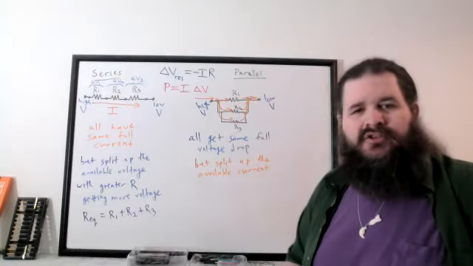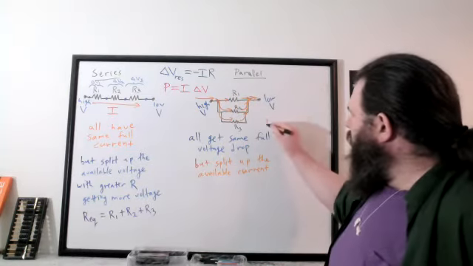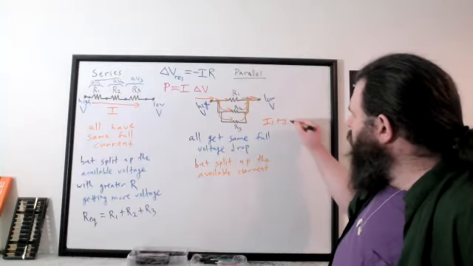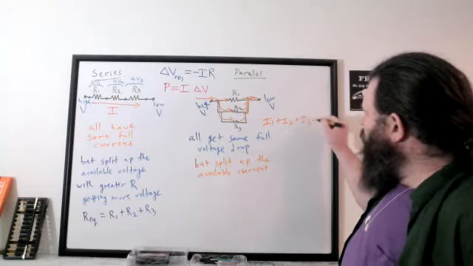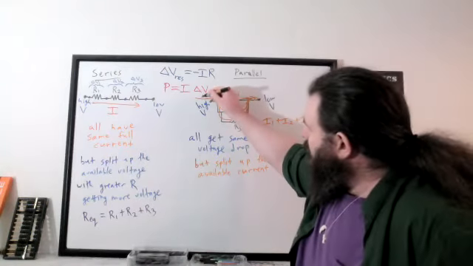And we could even use the junction rule for that. We could say I1 plus I2 plus I3 equals, let's say I sub 0 is the current coming in.